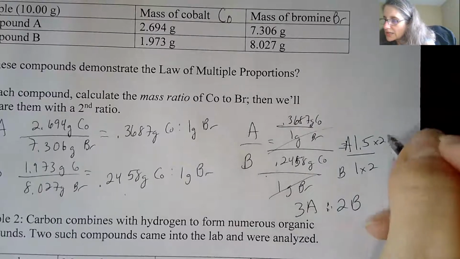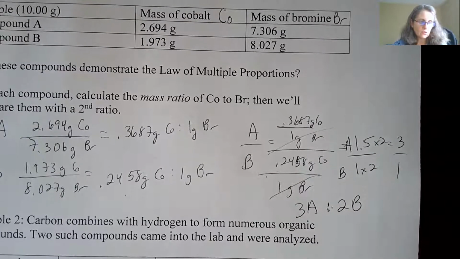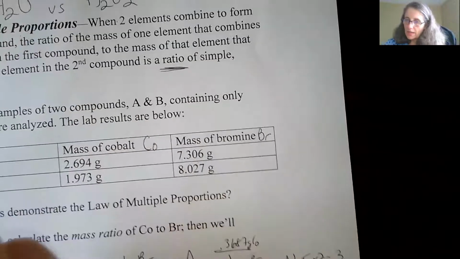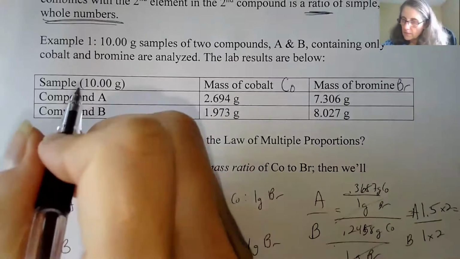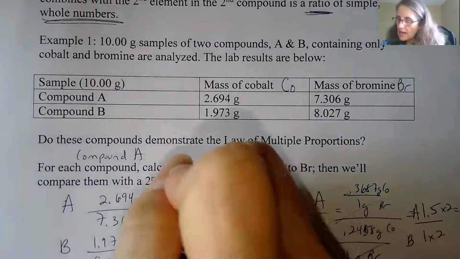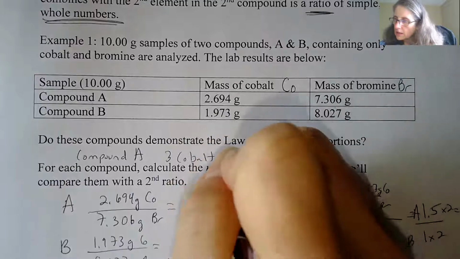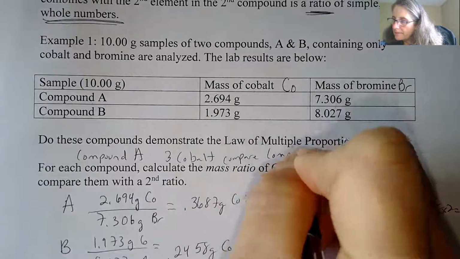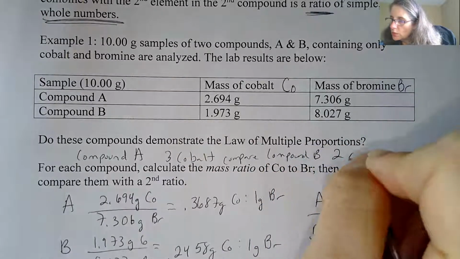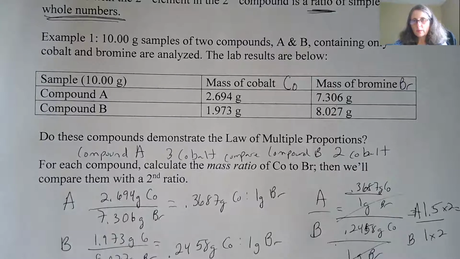Again, law of multiple proportions states that it's always going to be a whole number relationship, okay? So we could write it out this way. We could say compound A has 3 cobalts compared to compound B, which has 2 cobalts. Okay, so it does demonstrate the law of multiple proportions because it is in a whole number relationship. It's not a 3-to-1, it's a 3-to-2, but those are whole numbers.